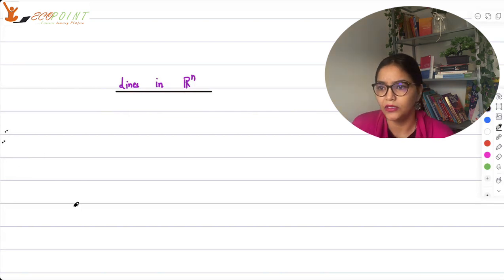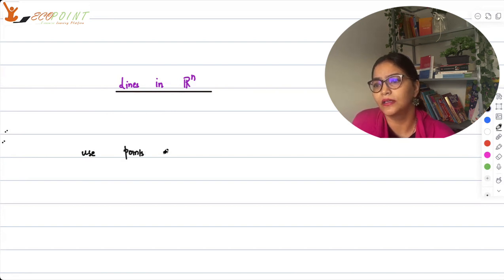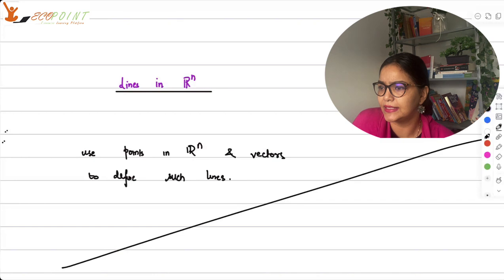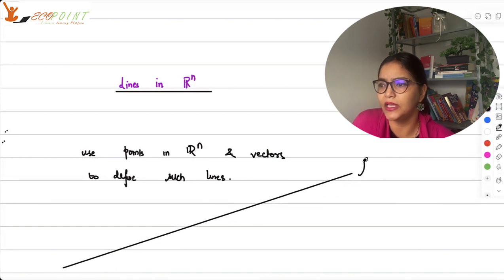What we can do is use points in Rn and vectors to define such lines, to find the equation of such lines. Now, how? Suppose there's this line L in some space, in Rn, say, this is line L.